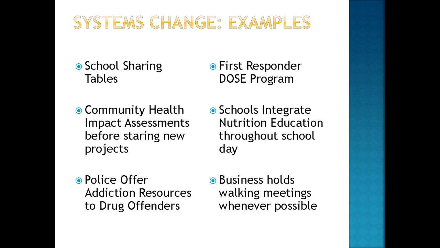So let's talk about some systems changes. When we look at this first example of school sharing tables, schools can implement a sharing table during lunch so that kids can place food that they don't want, be it extra unopened milk, whole fruit, yogurt cups, on that table, and then other kids who may still be hungry can take an extra if they wish.